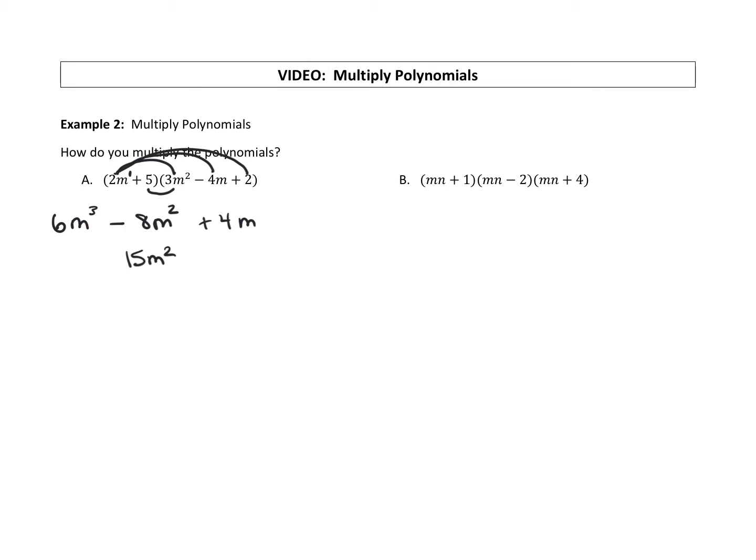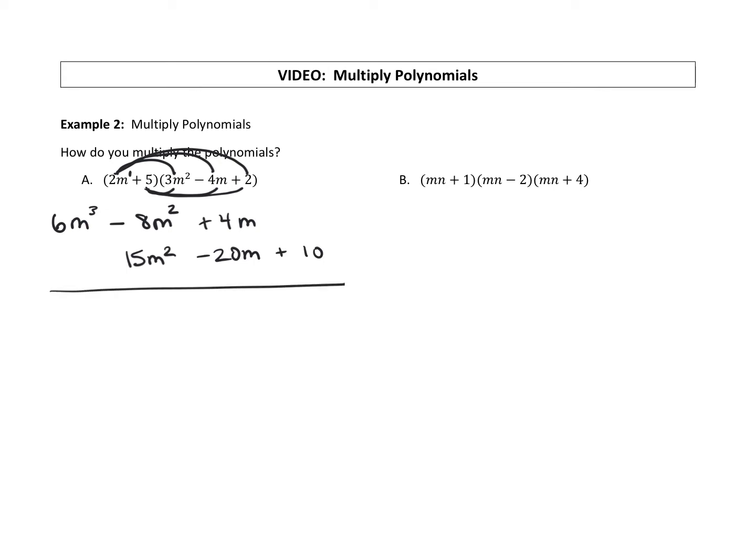All right, now we're going to distribute. We have a 5 times a negative 4m. So pay attention to your signs. 5 times negative 4 is negative 20. And that m just carries along. And then 5 times a positive 2 is a positive 10.